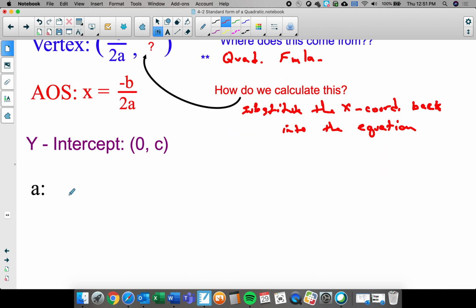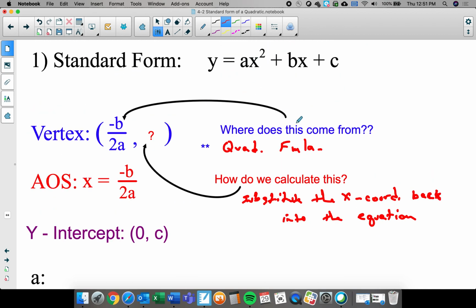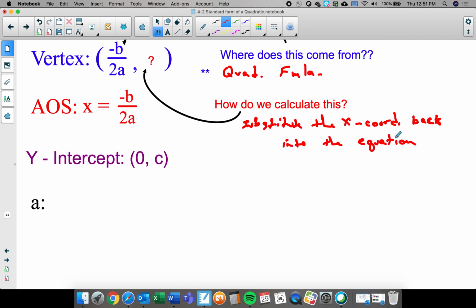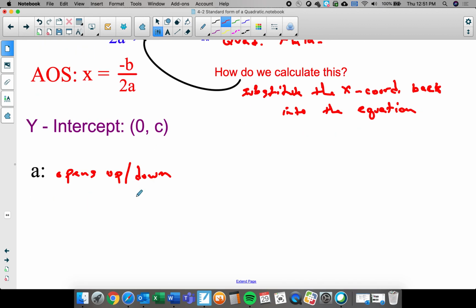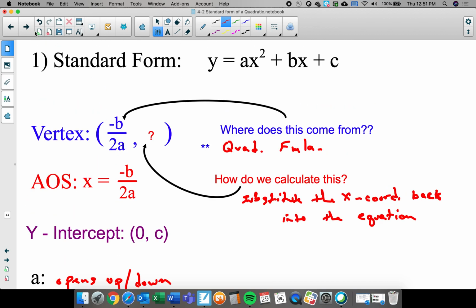And a is still the same as it was in vertex form. Okay? So a tells you whether it opens up or down. And you can kind of think of that as the slope still. At least for your first set of points, you can think of that as your slope, okay? But only the first set of points.